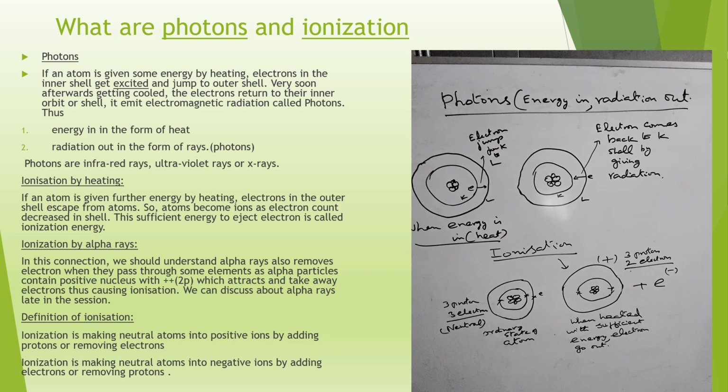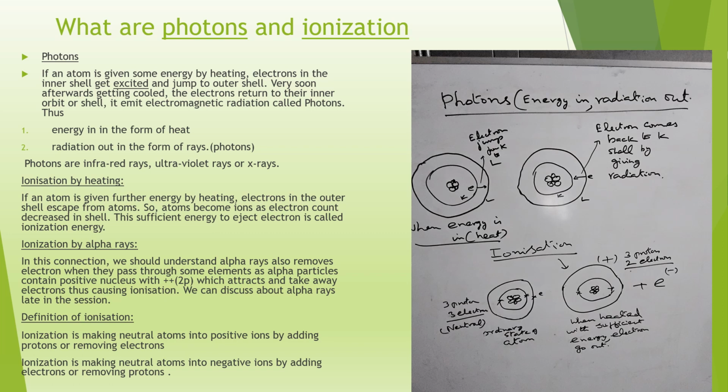Ionization by alpha rays. Another method of ionization is using alpha rays. We know that alpha rays have 2+ charge. So they have a good ability to attract electrons from an atom and take them away, thus causing ionization of the atom concerned.